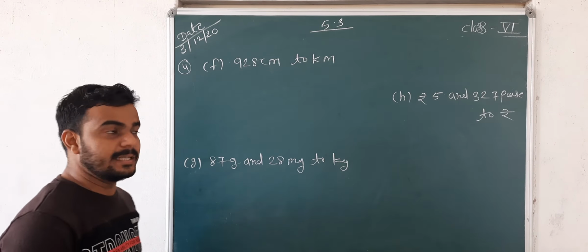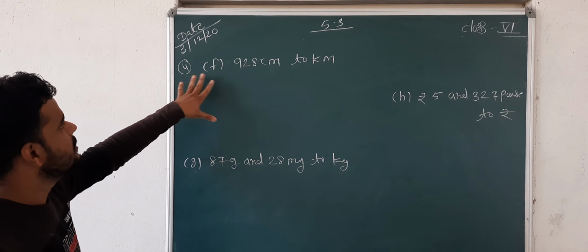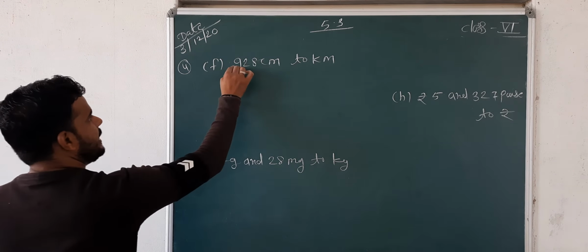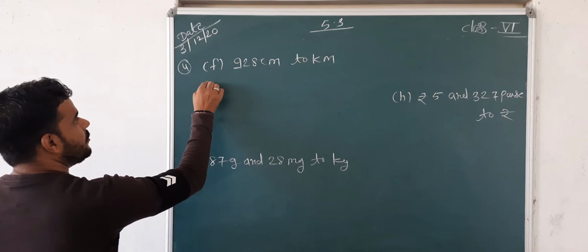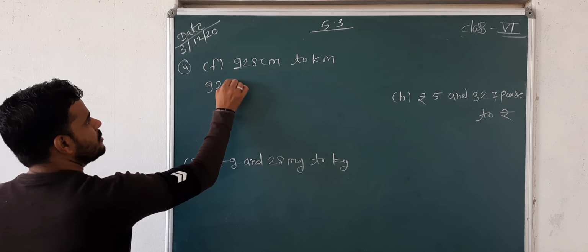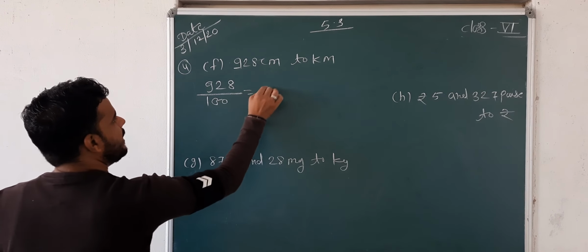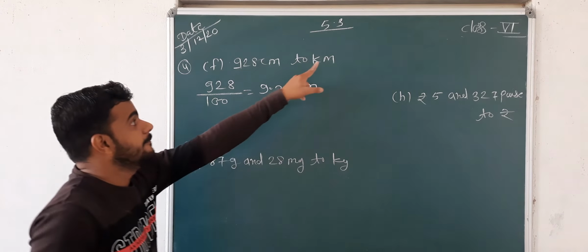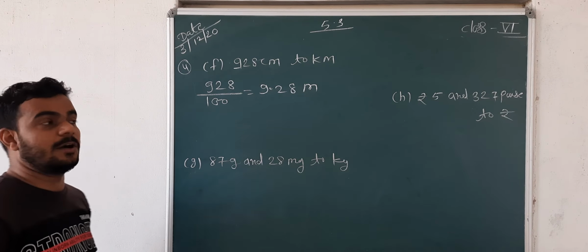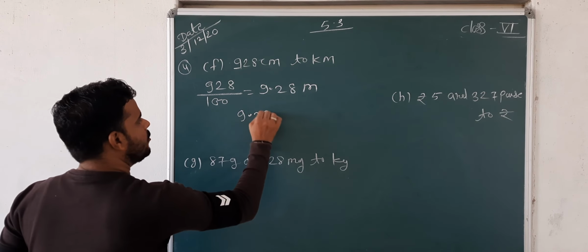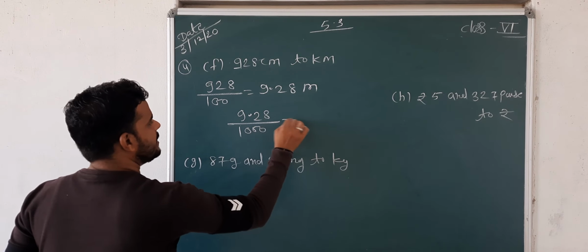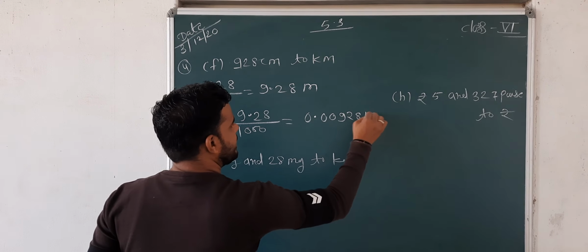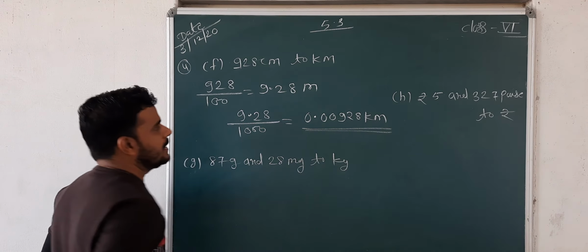Okay, so the last 3 questions of the 4th are remaining. The first is 928 centimeter to kilometer. First you have to change in the meter. We know that 1 meter equals 100 centimeter. So 928 divided by 100 is 9.28 meter. This is not your answer. Now meter to kilometer. We know that 1 kilometer equals 1000 meter. So again 9.28 divided by 1000. Then the final answer is 0.00928 kilometer.